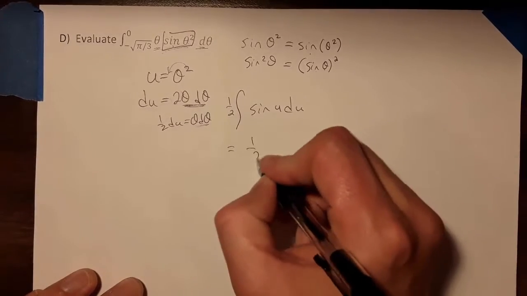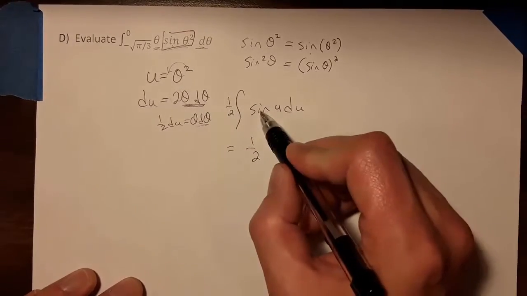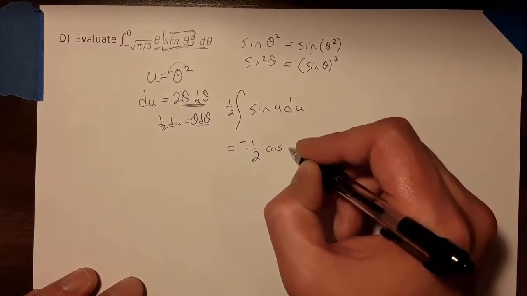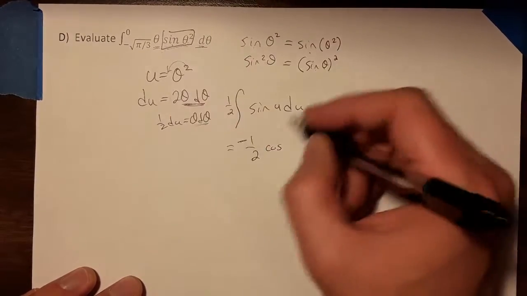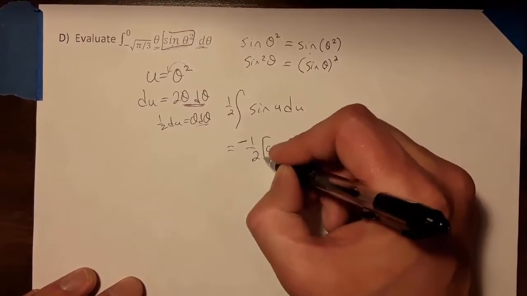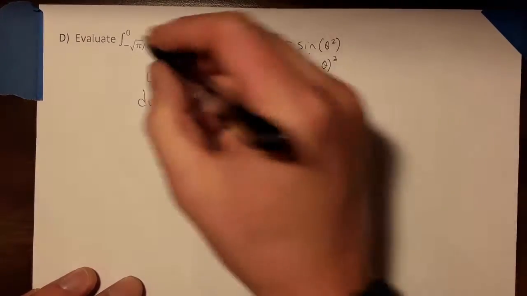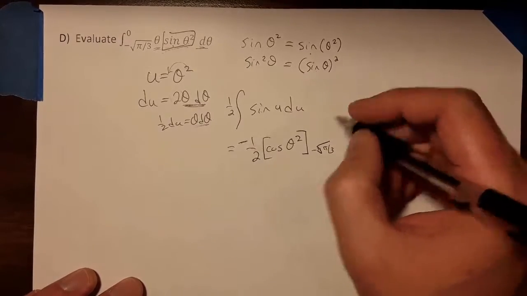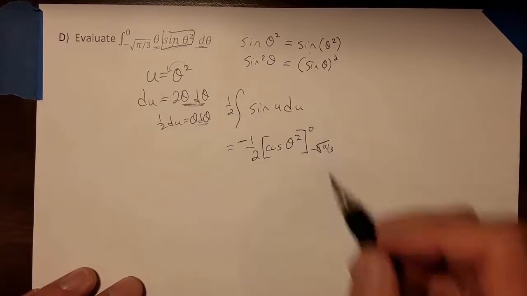And then integrating this, I keep the 1/2. Integrating sine gives me negative cosine of u. And instead of writing u, I'm going to go back and put in theta squared. And that'll be true from negative square root pi over 3, which looks ugly but ends up being nice, to 0.